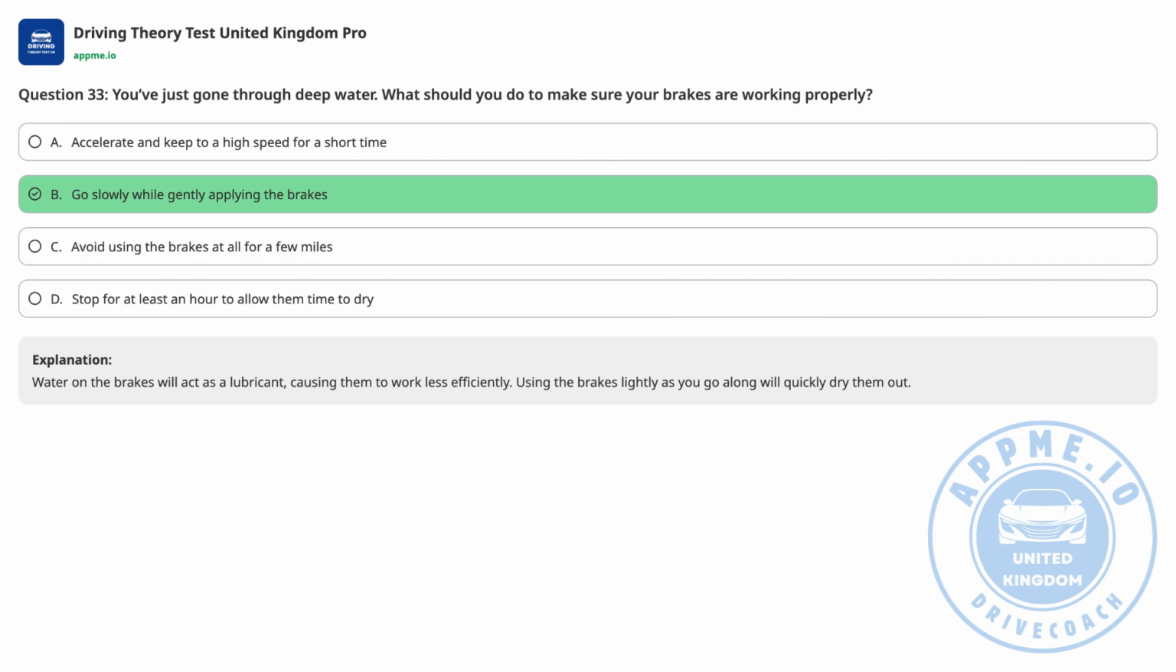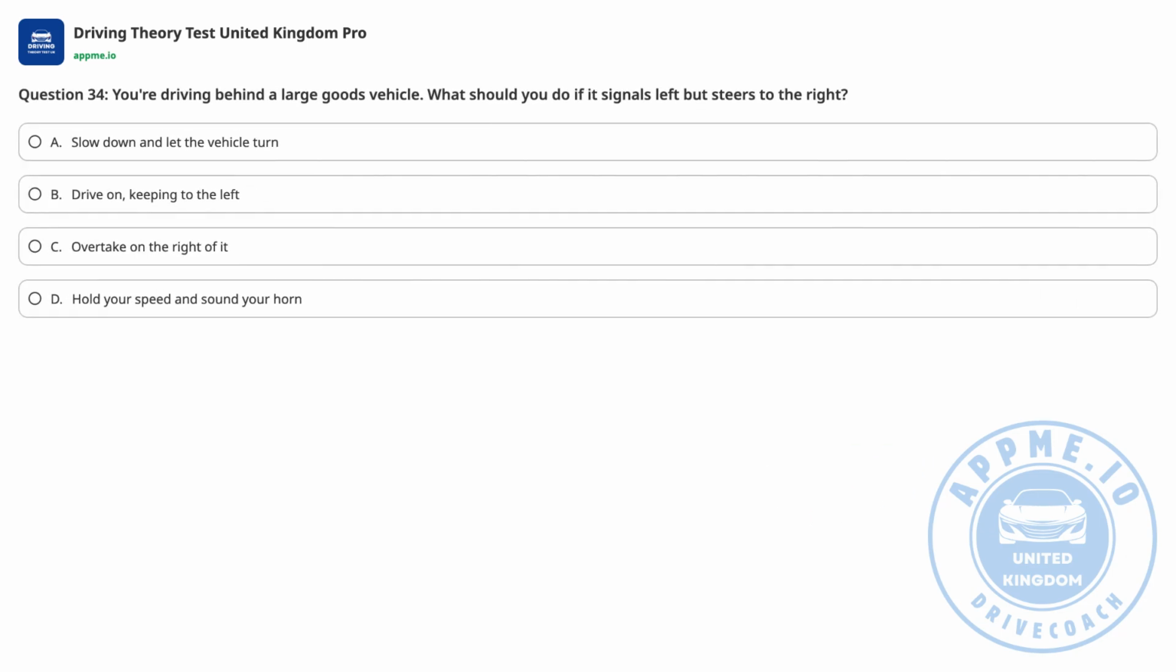The correct answer is B. Question 34. You're driving behind a large goods vehicle. What should you do if it signals left but steers to the right? A. Slow down and let the vehicle turn. B. Drive on, keeping to the left. C. Overtake on the right of it. D. Hold your speed and sound your horn.